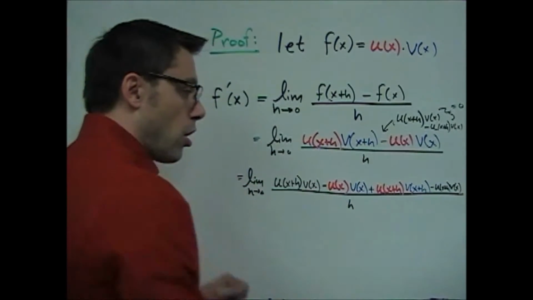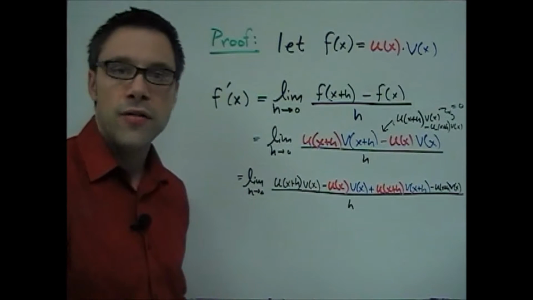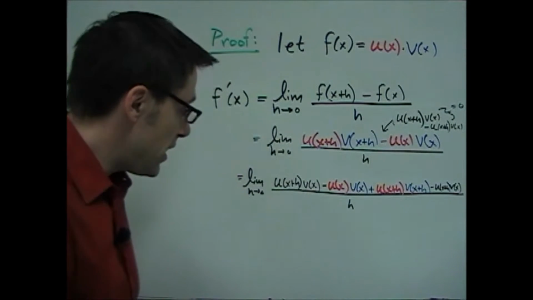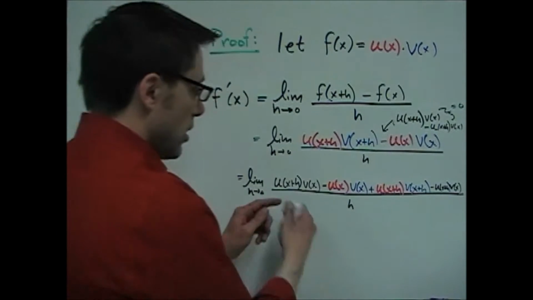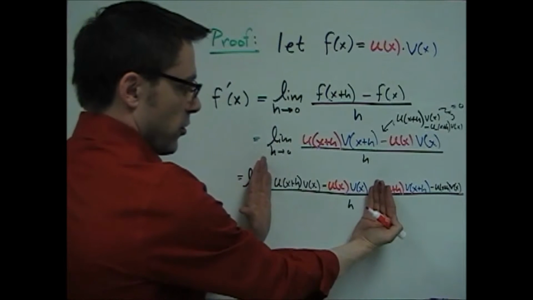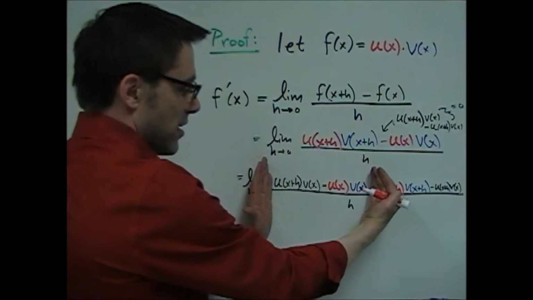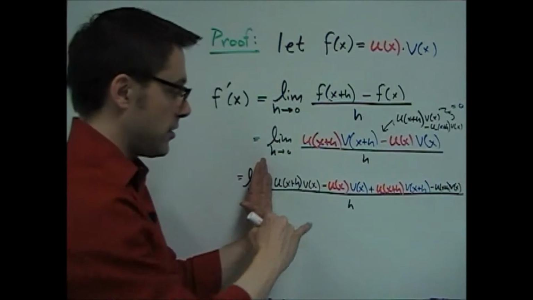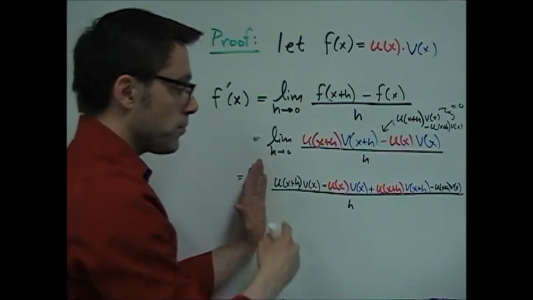Okay? So that's a long quotient here. It looks like there's a lot of stuff here, but you'll see that things factor out in a nice way. In particular, notice that for these first two pieces, this first little chunk here has a v of x that's common, right? So I can actually factor out a v of x in this little difference.